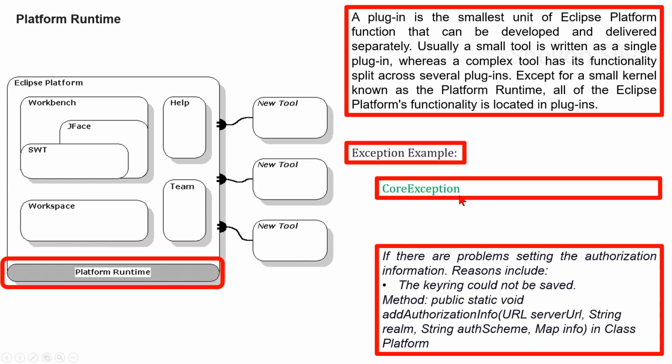As an exception example, we can consider CoreException. If there are problems setting the authorization information, reasons include the keyring could not be saved. This exception can occur in method public static void addAuthorizationInfo(URL serverUrl, String realm, String authScheme, Map info) in class Platform.